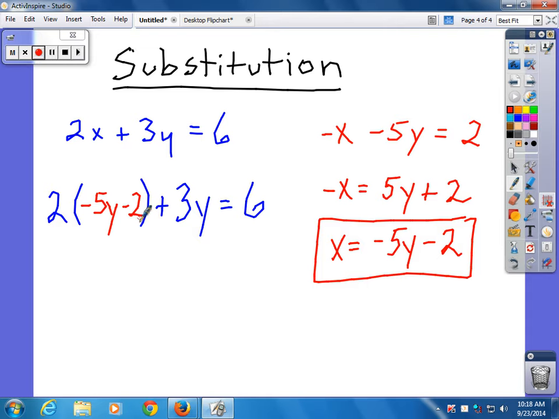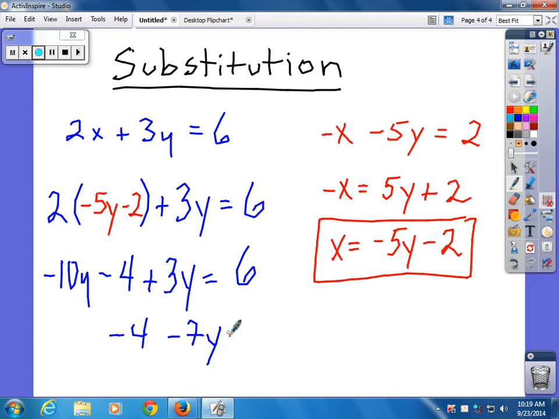Alright? So, what's 2 times negative 5y? Negative 10y. Negative 2 times 2 is what? Now what's negative 10y plus 3y? And I'm going to take that 7y where? I'm going to take it over to the right side because I don't like negative what? Negative variables.